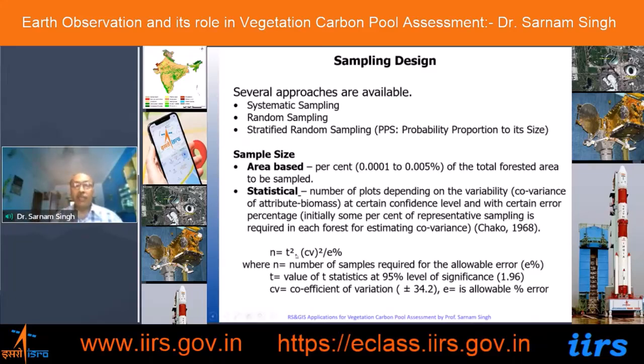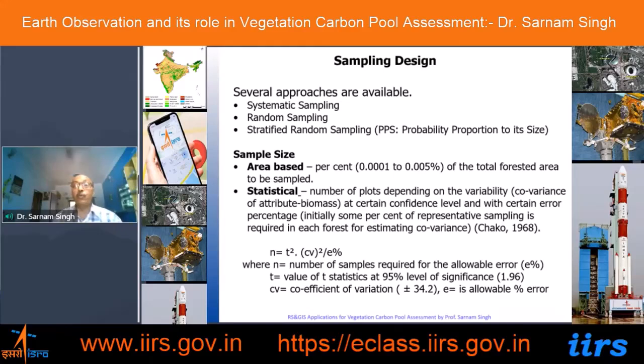This is another very simple method proposed by Chacko. Here, N is the sample size, basically. T is the t-test value at 95% confidence level. CV is the coefficient of variation squared, divided by E, where E is the error percentage. So with this equation also, for a medium to large size study area, you can find out the sample size, how much area has to be sampled. This has to be done scientifically because you are trying to do an assessment which is based on this.